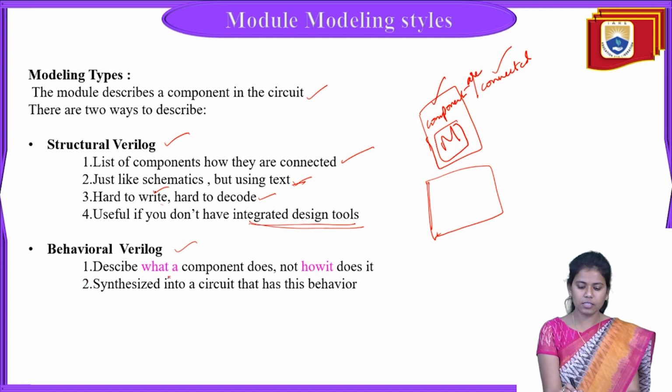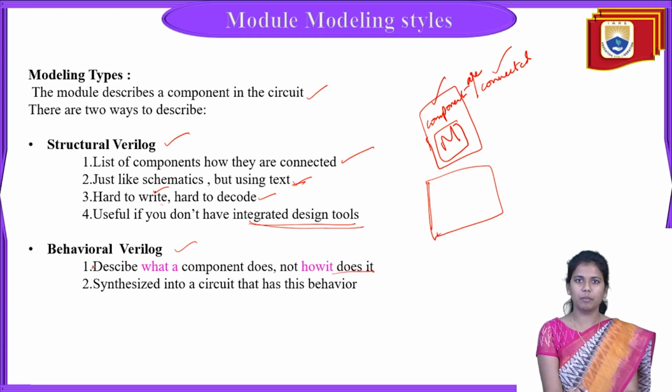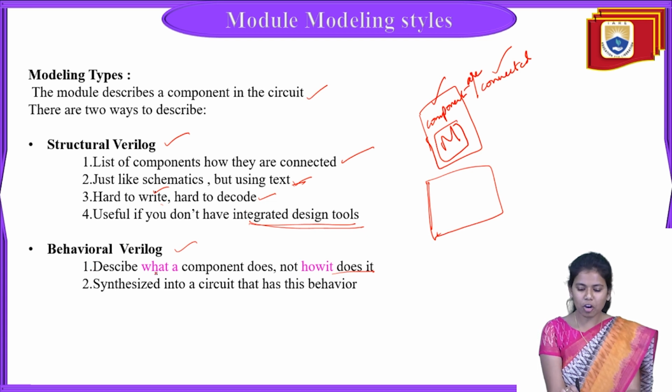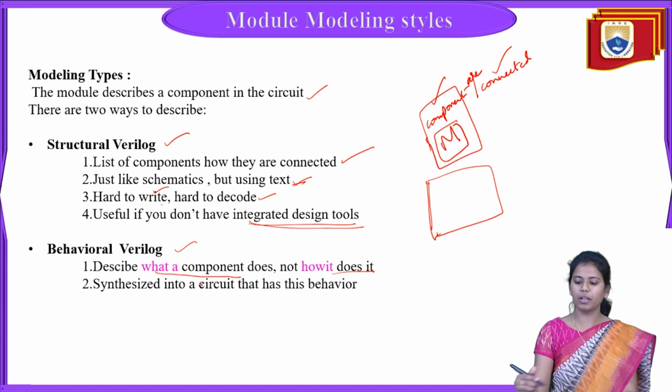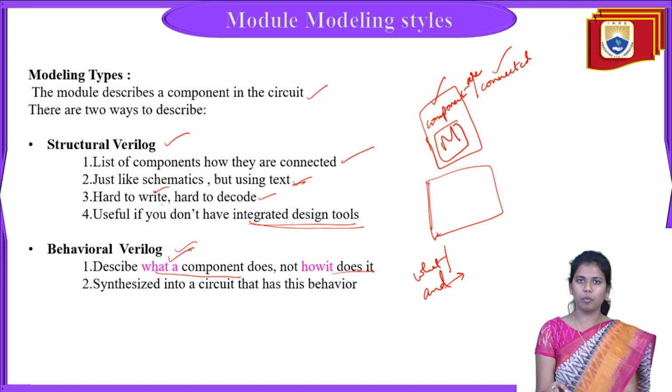And coming to behavioral Verilog. This behavioral Verilog describes what a component does, but not how it does it. Here is an important point. For example, an AND gate: it describes what the AND gate does, but not how it does it. It describes what an AND gate is, but it doesn't ask how it works out or how it gives the output. It only concentrates on what a component does. This is observed in behavioral Verilog.